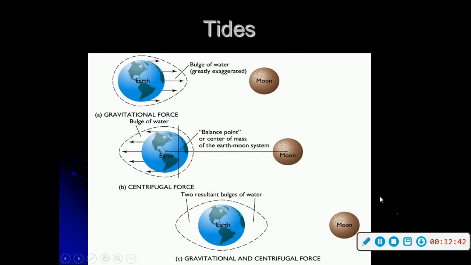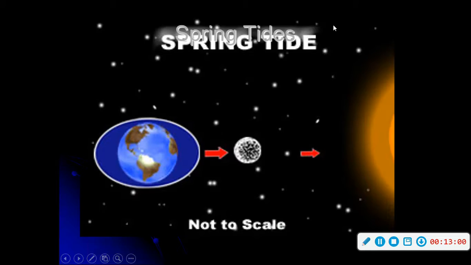Okay, so here's how it works. The moon's pulling on the Earth, pulling the water outward in one direction, and then in the other direction, because the Earth spins, there is something called centrifugal force, which ends up causing a bulge on the other side. So there are 2 bulges of water, and that's the way it works with the tidal cycle.